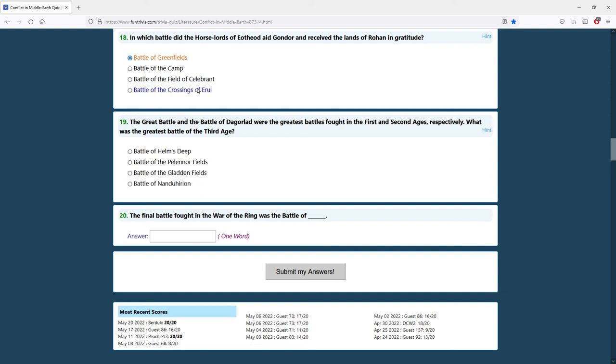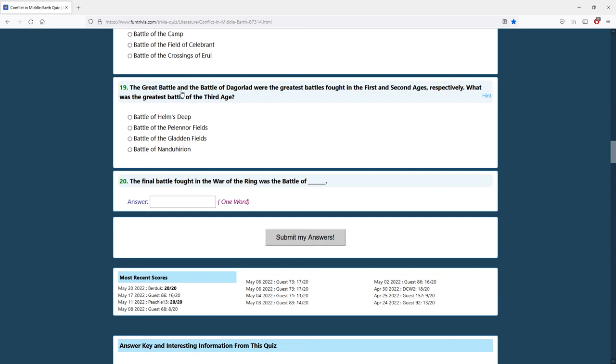Number 19. The Great Battle and the Battle of Dagorlad were the greatest battles fought in the First and Second Ages, respectively. What was the greatest battle of the Third Age? Battle of Helm's Deep, Battle of the Pelennor Fields, Battle of the Gladden Fields, Battle of Nanduhirion. Well, I'm guessing it's the Pelennor Fields. Yeah, no, it has to be the second one.